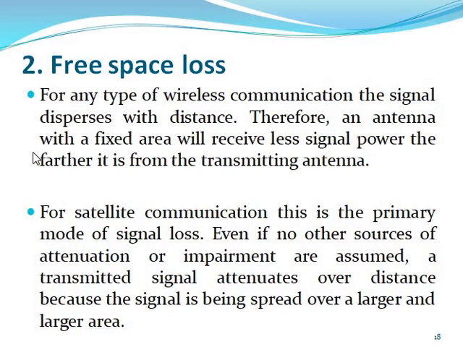So next, satellite communication. This is the primary mode of signal loss. Even if there is no other source of attenuation or impairment, assume that the transmitted signal is attenuated over the distance because the signal is spread over a very large area. So what is satellite communication? Mostly the signal is lost. The antenna, we can update it, or any signal is not received. At that time the problem occurs.